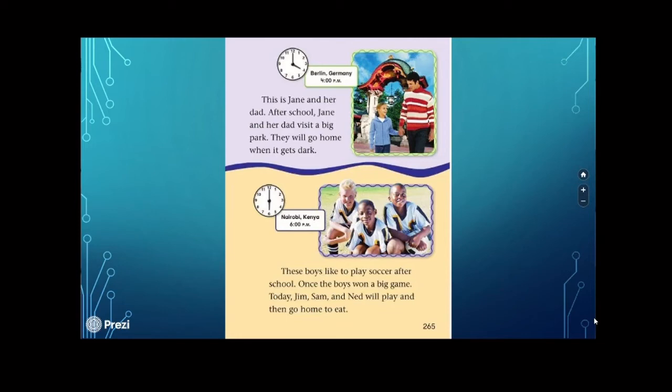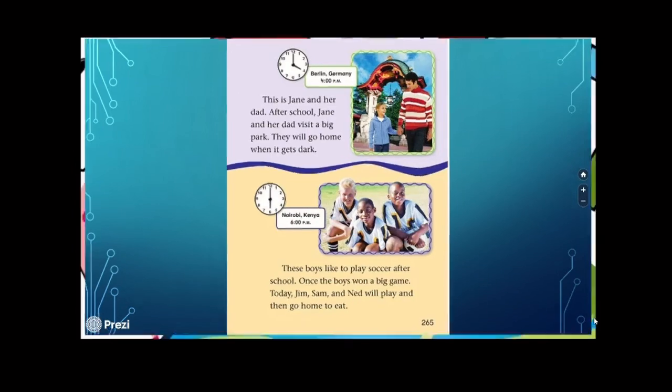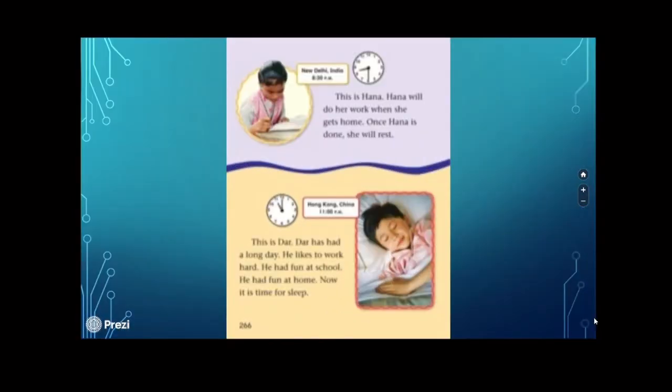Now, let's move on to the next page. As you can see right now, this is Hannah. Hannah will do her work when she gets home. Once Hannah is done, she will rest. Very good. Next, this is Dar.